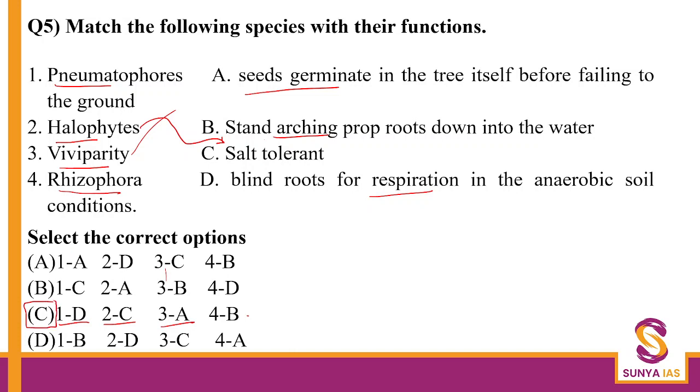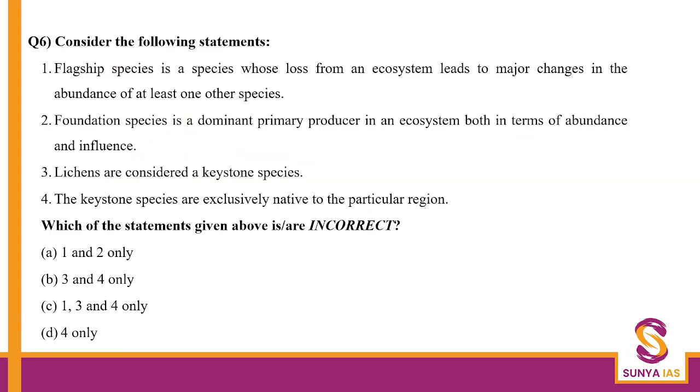All these terms should be crystal clear in your mind. So the answer for 5 is C. Okay. Now, some aspects of biodiversity, there are terms known as flagship species, foundation species, keystone species.